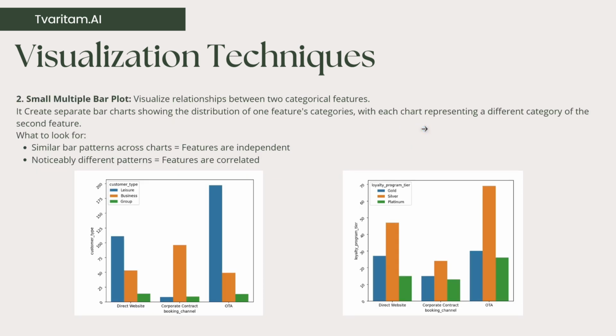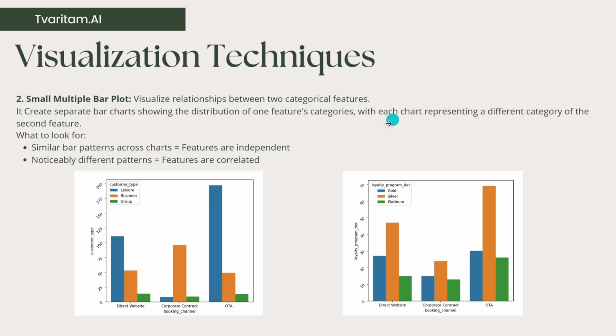Now, second is the small multiple bar plot. This is useful when analyzing the relationship between two categorical features. In these plots, we create multiple bar charts showing the distribution of one categorical variable across categories of another variable. The x-axis represents the independent categorical feature, as you can see, and the y-axis represents the frequency or count of observations. So typically the y-axis label is count.